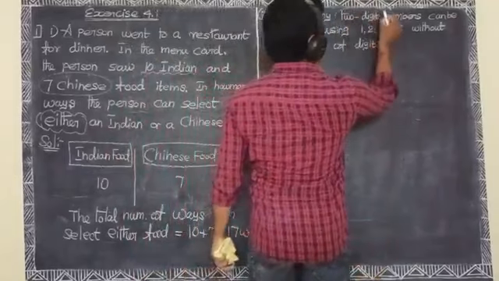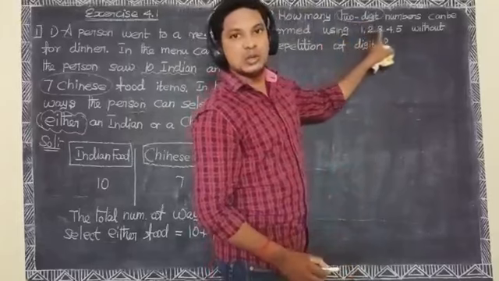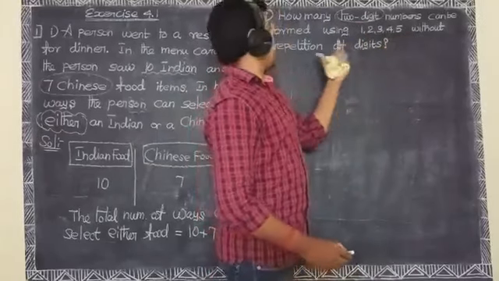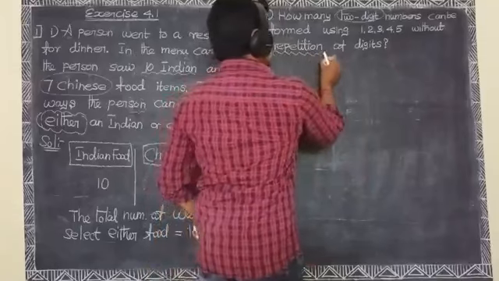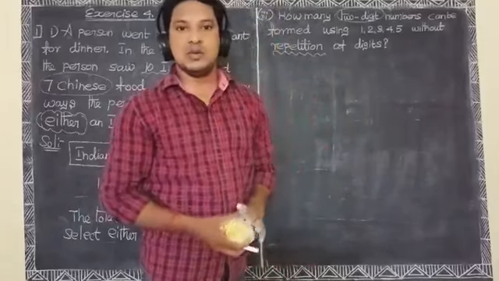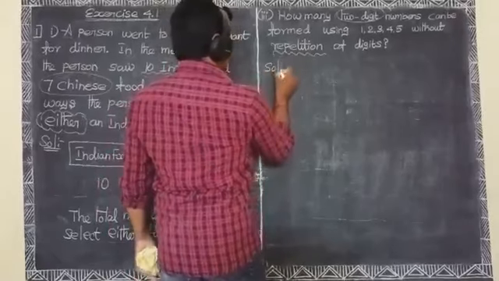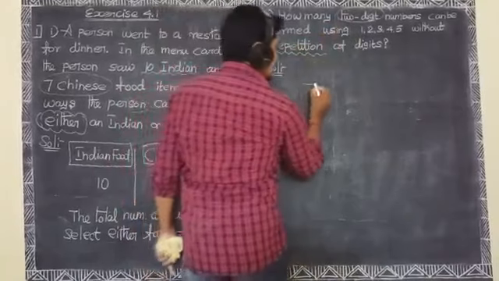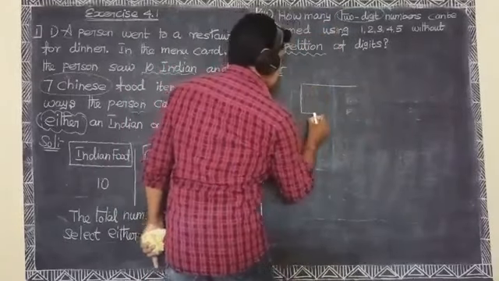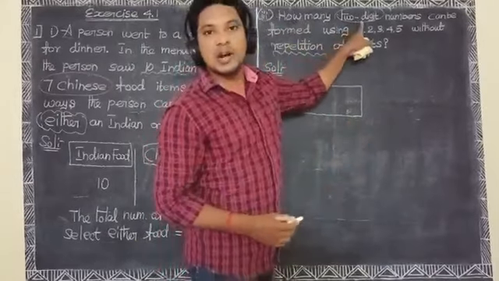Then the third subdivision: how many 2-digit numbers can be formed using the digits 1, 2, 3, 4 and 5 without repetitions? Without repetitions means the digits are allowed only once. Solution: to find 2-digit numbers, we use 2 boxes. This is only one task.